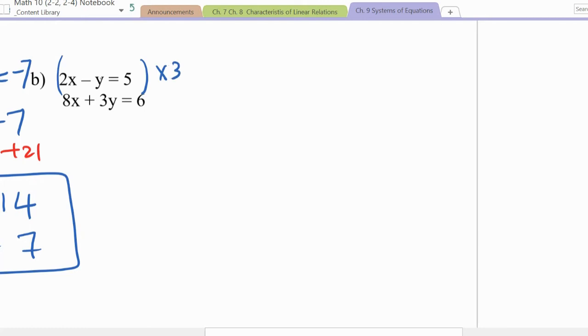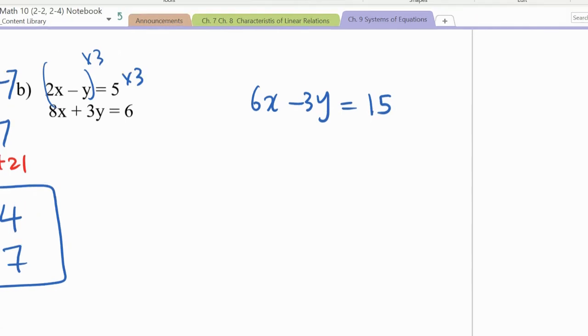Then you have to multiply 3 on both sides. Okay, multiply 3, multiply 3. 3 times 2 is 6x. 3 times negative y is negative 3y. 5 times 3 is 15. The second equation is 8x plus 3y equals 6. Just write it down as it is.